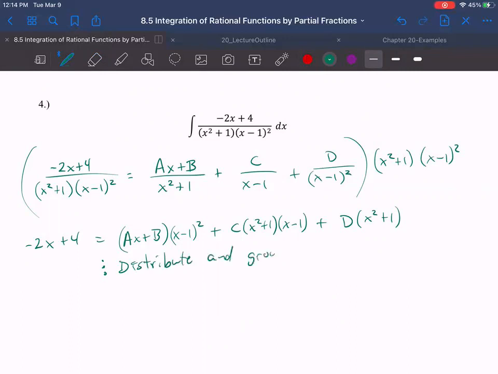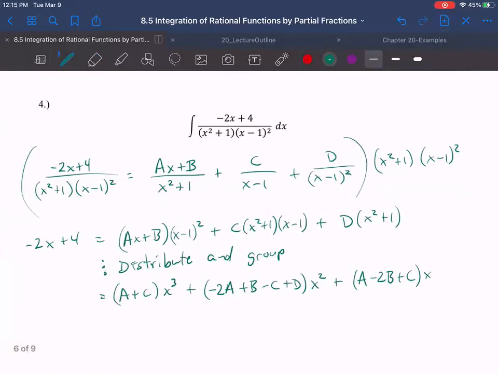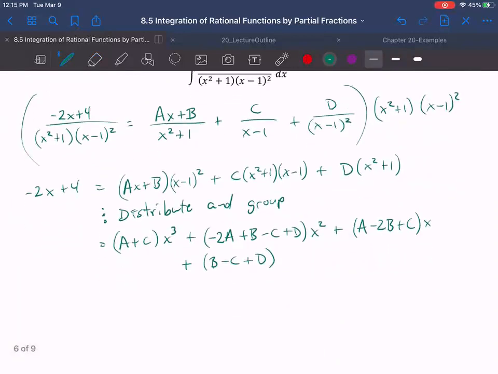and group. And when you do that, you should get a plus c times x cubed plus negative 2a plus b minus c plus d times x squared plus a minus 2b plus c times x, and then one more plus b minus c plus d. Okay? And then over here we have negative 2x plus 4.